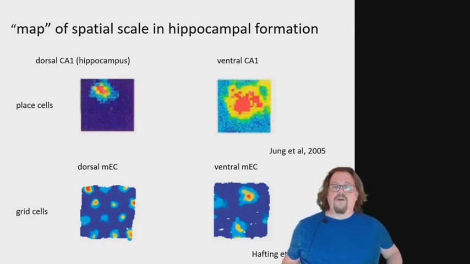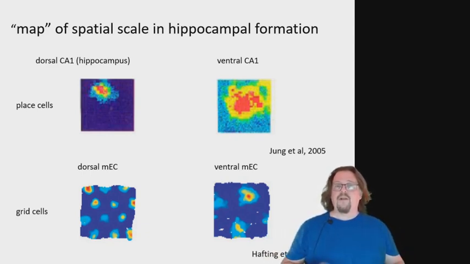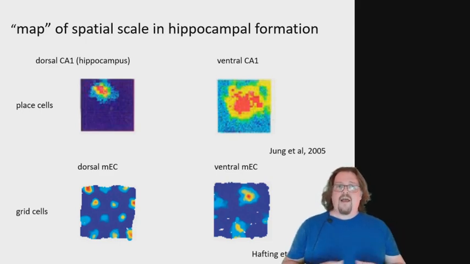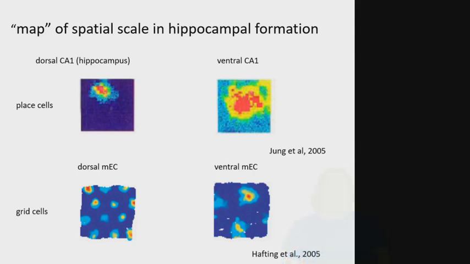On the bottom row, you can see grid cells. Grid cells are like place cells but show multiple fields within the same environment, and those fields are organised in a triangular grid, so they're very regularly spaced. Both place cells and grid cells have a kind of spatial scale, represented by the size of the place field or the spacing of the grid fields.